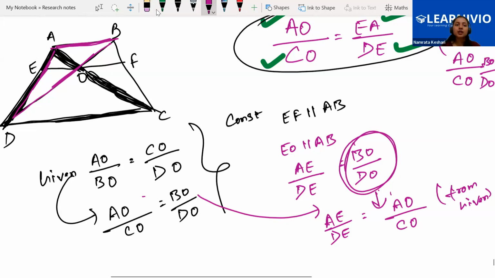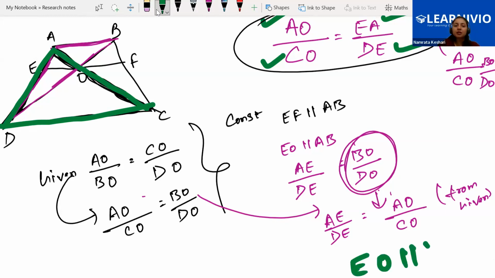Are you able to focus on this triangle? Are you able to see this triangle? Yes or no? Yes, ma'am. And if you can see this triangle, then can we conclude over here that since the sides of this triangle are in equal ratio, hence EO will be parallel to CD, yes or no? By converse of basic proportionality theorem, can we say that? Yes, everyone getting it? Yes, Harshit, Maha. And since we are done, see, EO and CD are parallel.